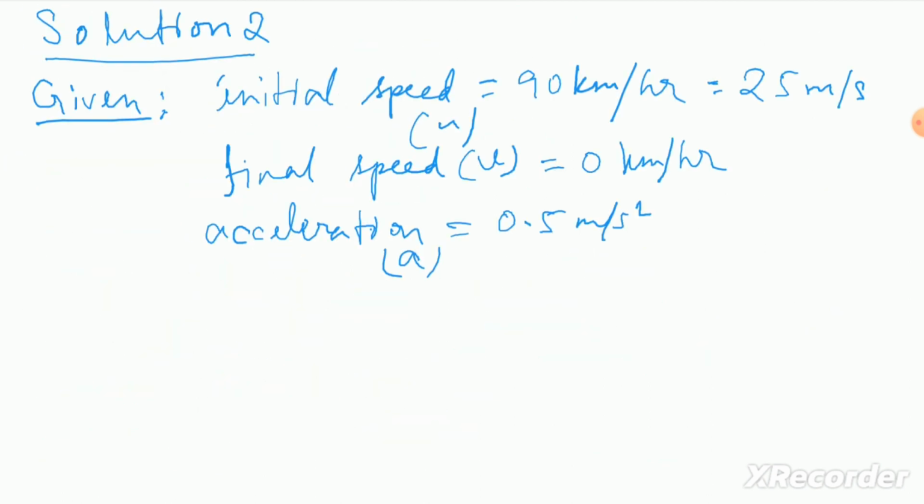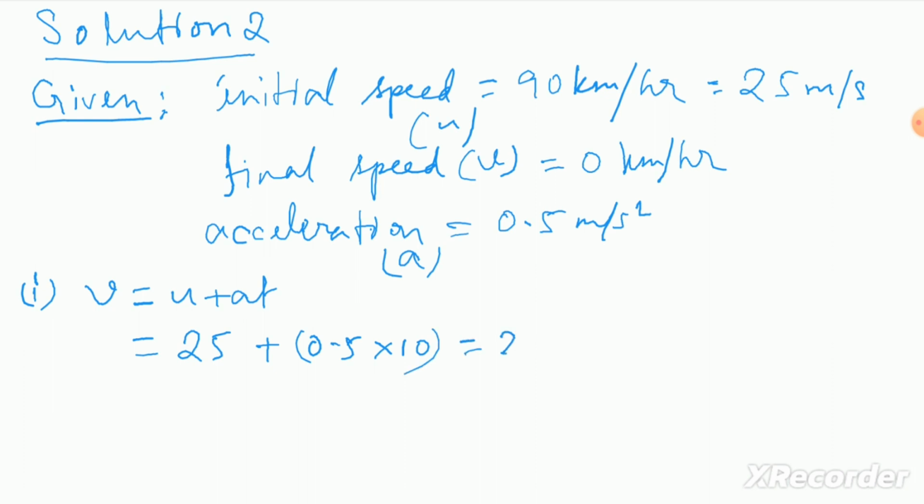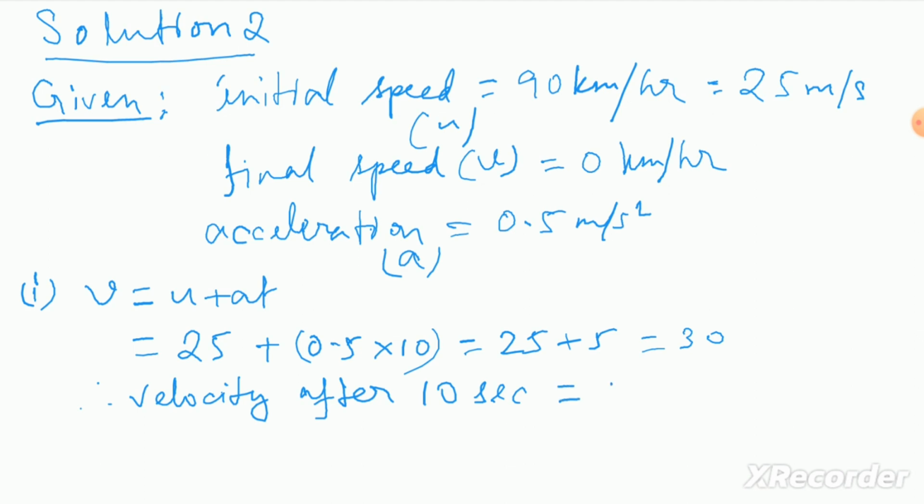Again, very simple. We will apply the formula v equals u plus at. So initial velocity is 25 meter per second plus acceleration 0.5 into 10, because we need to find the velocity after 10 seconds. So this turns out to be 25 plus 5, that is 30. So the velocity after 10 seconds turns out to be 30 meter per second.